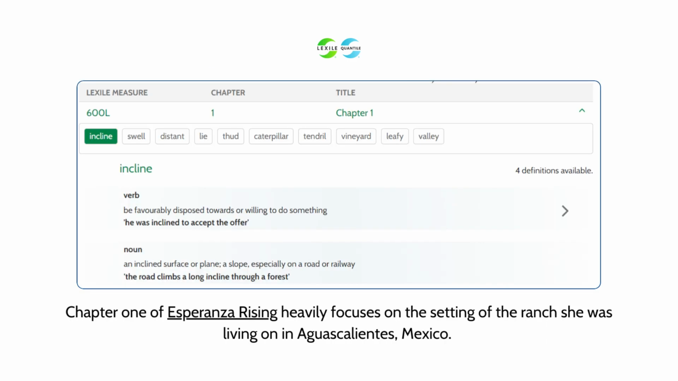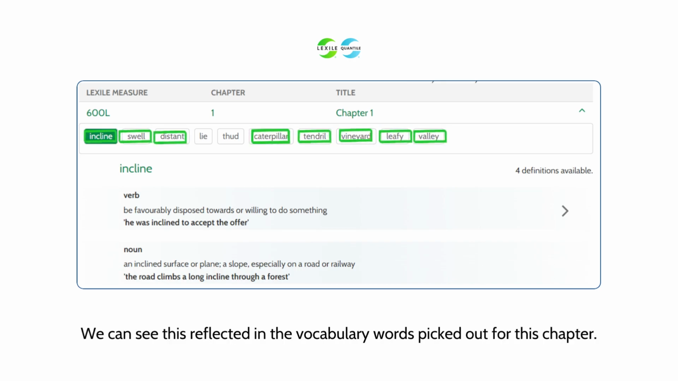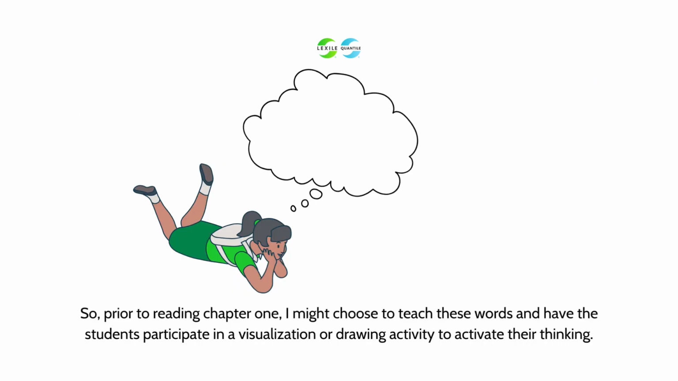Chapter 1 of Esperanza Rising heavily focuses on the setting of the ranch she was living on in Aguascalientes, Mexico. We can see this reflected in the vocabulary words picked out for this chapter. So, prior to reading Chapter 1, I might choose to teach these words and have students participate in a visualization or drawing activity to activate their thinking.